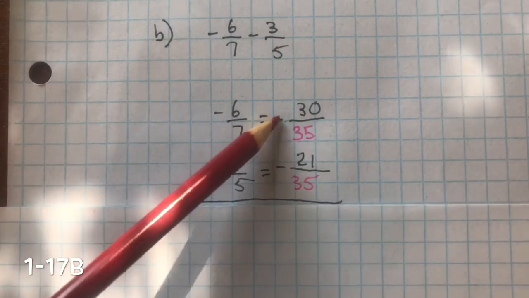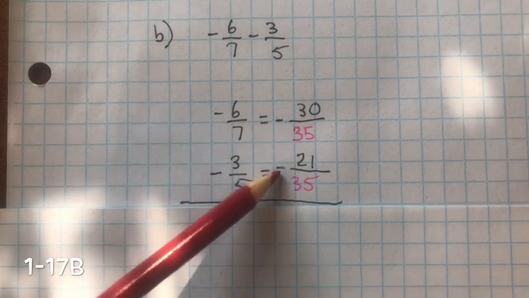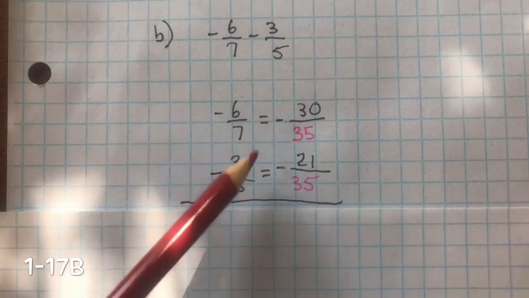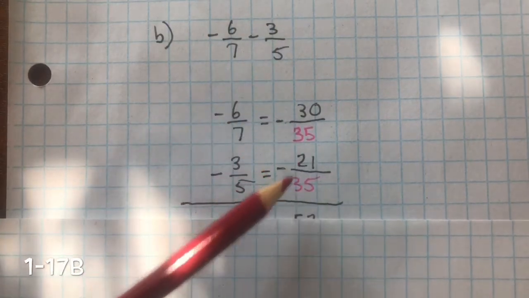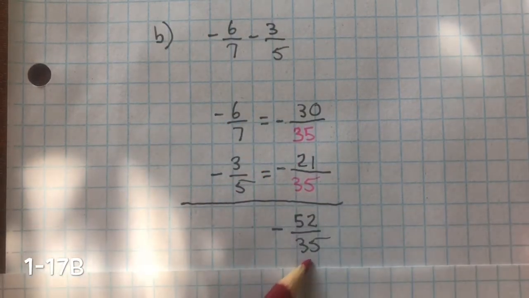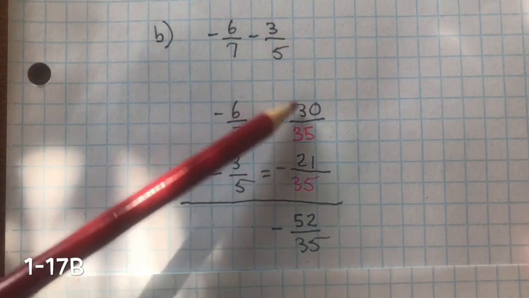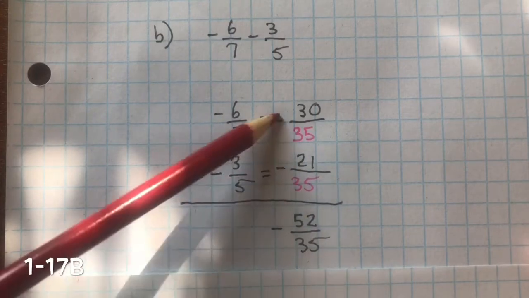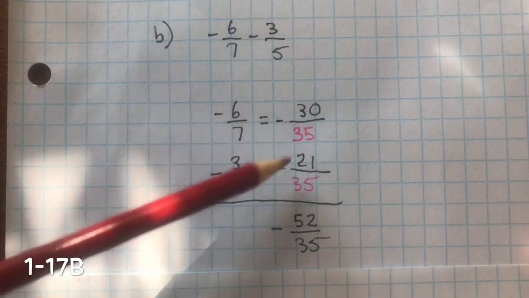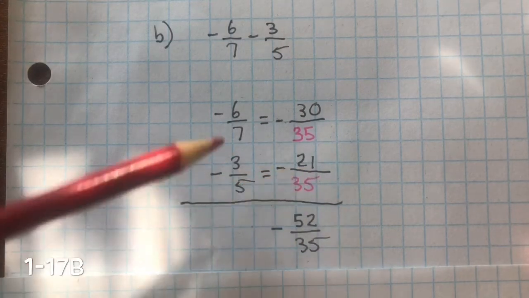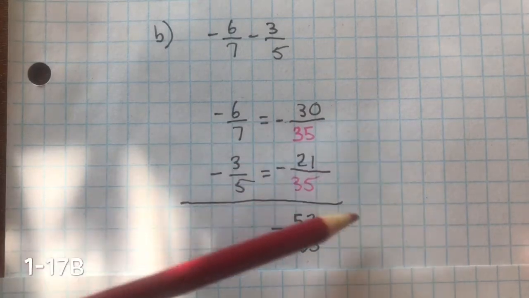And now both of these are negatives. So I know this is going to be a negative value. So 30 and 21 is 52/35. Now the reason why I added these and didn't subtract them is because these are both negative values. Think if you dug down 30 feet and then dug down 21 feet, you keep digging down. You're adding those two values together.